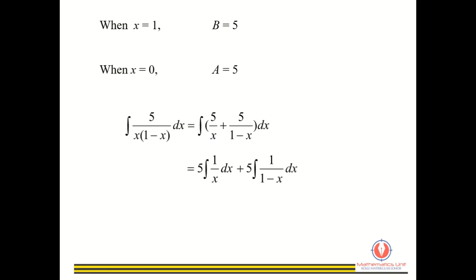Integrating 1 over x, we get ln x, and integrating 1 over 1 minus x, we get ln of 1 minus x. Differentiating the denominator, we get negative 1. So negative 1 multiplied by 5 gives negative 5 ln of 1 minus x plus c. By using the properties of ln, when we have the negative, we can write 5 ln of x over 1 minus x. This is the last answer.